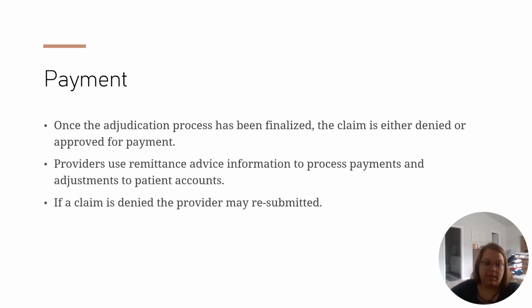And lastly, receiving payment. Once the adjudication process has been finalized, the claim will be denied or approved. Providers usually use their remittance advice information to process payments. This is an electronic thing that posts the payments and adjustments to the account. Well, it's a form that shows what they're going to post to the account. And if a claim is denied, a provider can always resubmit.